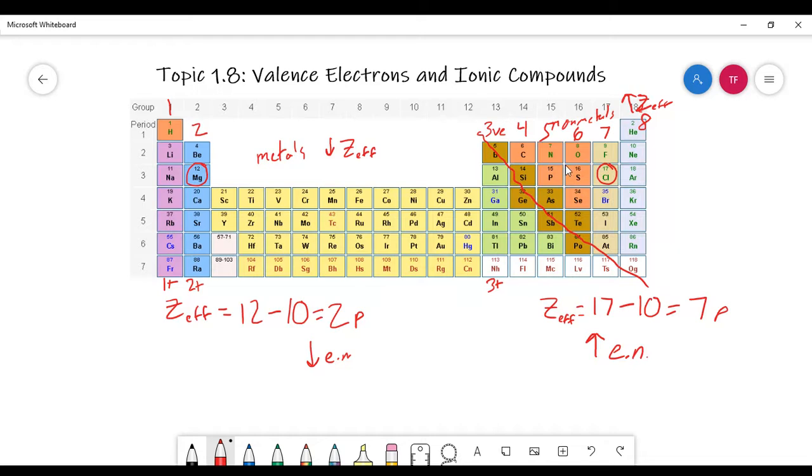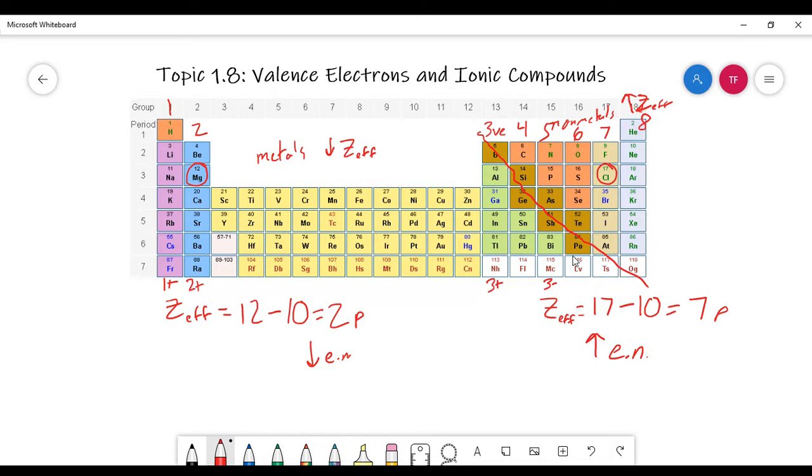The nonmetals have a high effective charge, so they don't really want to lose electrons because the nucleus is pulling hard on them. So they tend to gain electrons to become isoelectronic with a noble gas. So nitrogen needs to gain 1, 2, 3 electrons to become isoelectronic with neon. So when it does that, it becomes 3 negative. And nitrogen and phosphorus and arsenic all do that. They gain those 3 electrons to become isoelectronic with the noble gases.